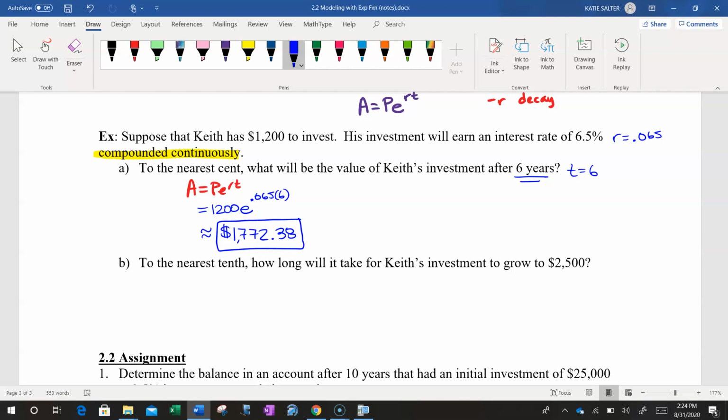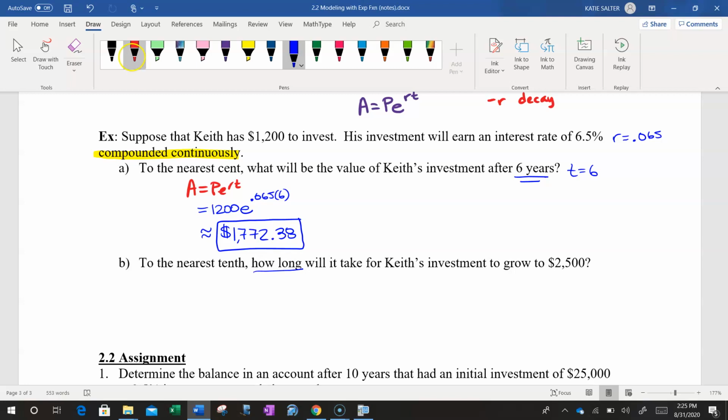All right, so the next part. To the nearest tenth, how long will it take for Keith's investment to grow to $2,500? All right, so in this case, the question is how long? Make sure you look for those things. So we want to solve for time. We're under the same constraints. We're still initially having $1,200. The rate is still 6.5%, but this time we're going to be solving for the time.